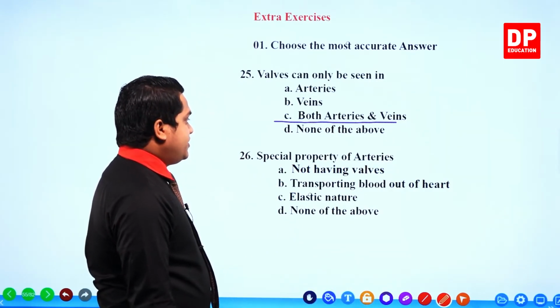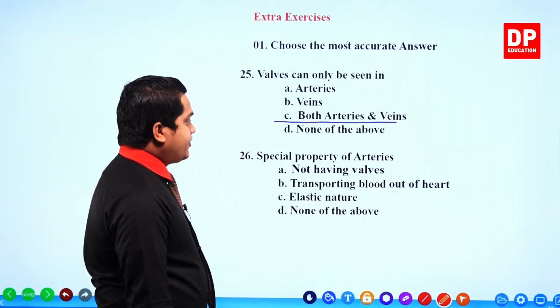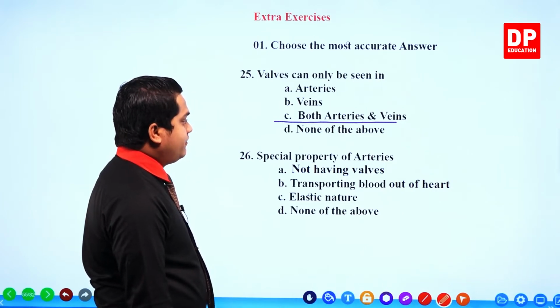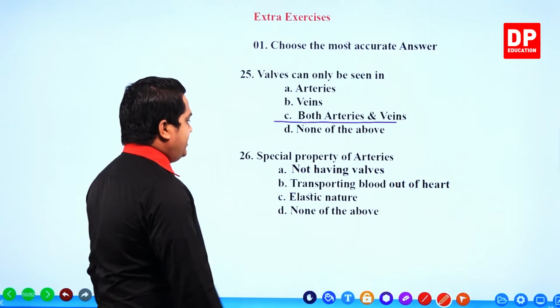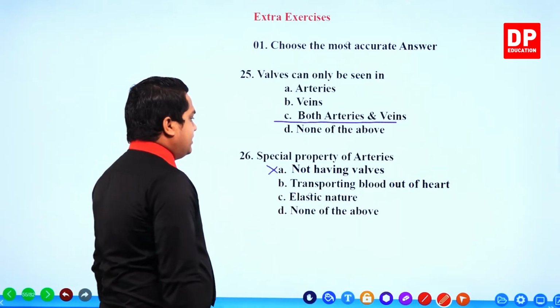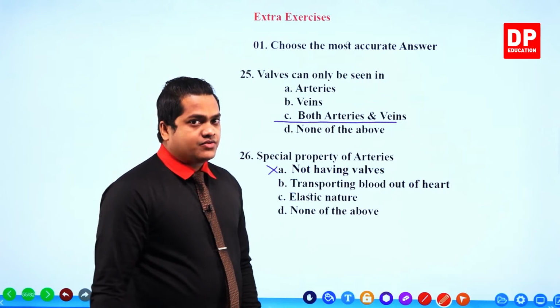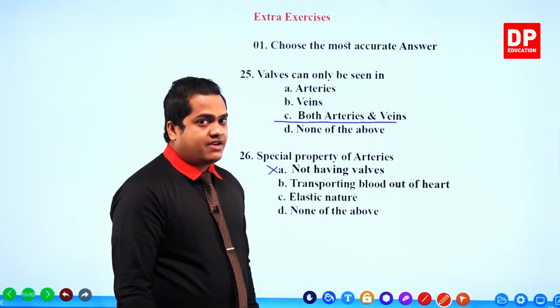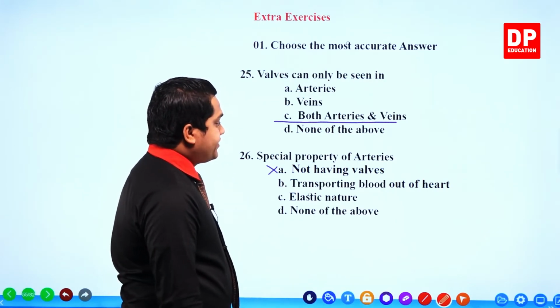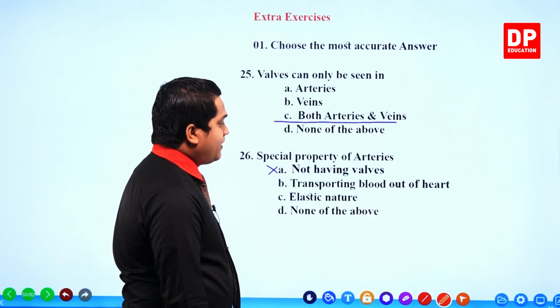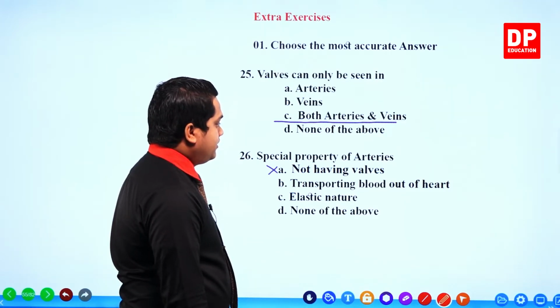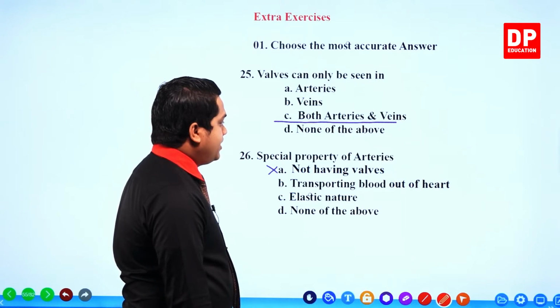Next one, special property of arteries. Not having valves. In the earlier question we discussed that thing. It is incorrect. Arteries have valves, right? At the starting position, arteries have valves. Transporting blood out of the heart, right? Transporting blood out of the heart.